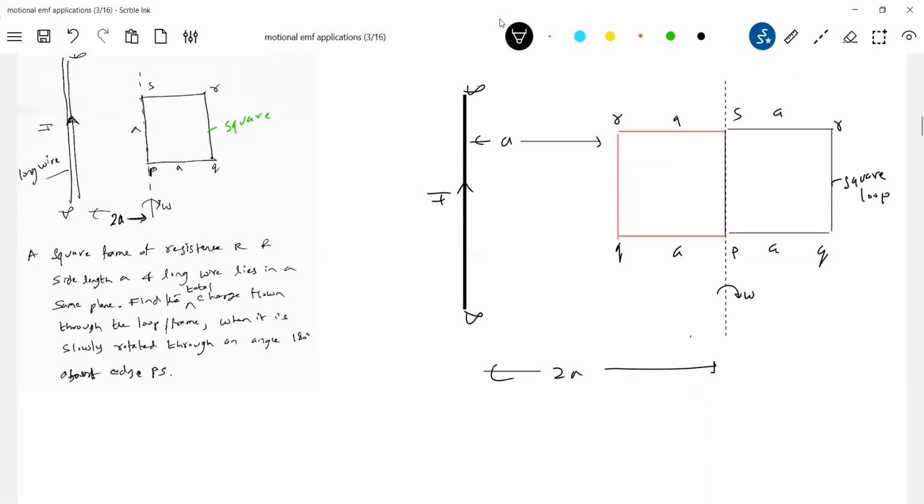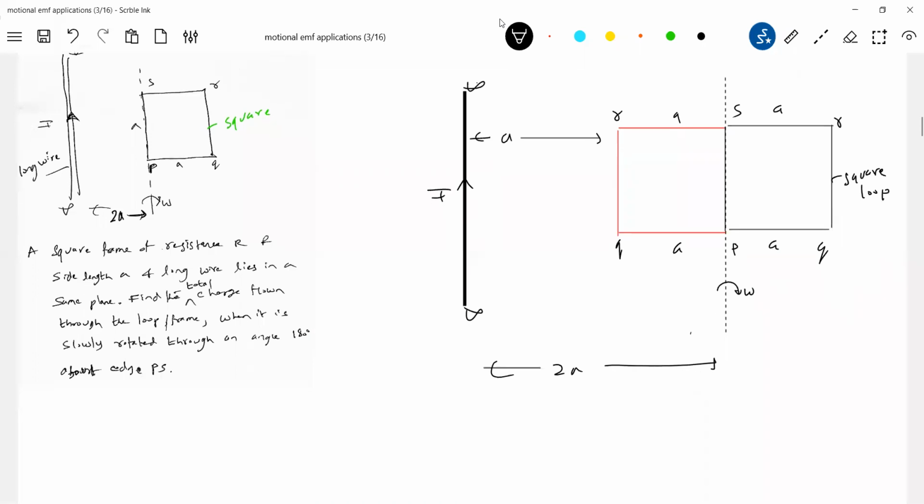How to calculate the amount of charge he is asking us to calculate. So I'll do one thing. When I rotate this loop, the flux linking the loop, will it be a constant or variable? It will be variable, no?